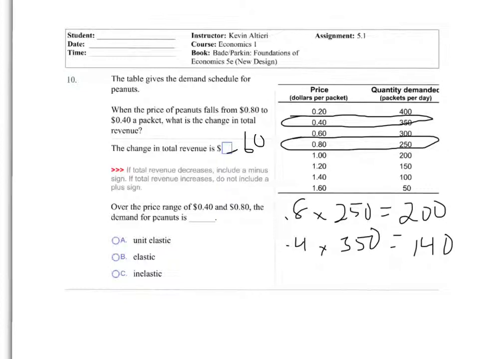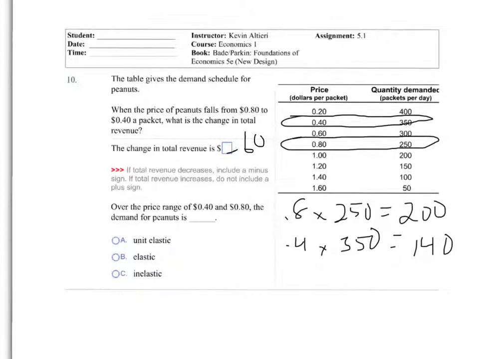Next, we have the question, over the price range of 40 cents and 80 cents, the demand for peanuts is what? Unit elastic, elastic, or inelastic. Now, based on what we know, we could do either one of two things. We could go back to our formulas, right? And we could draw up that the price elasticity of demand equals the percent change in quantity demanded over the percent change in price, right? And then we do the midpoint method for the percent change in quantity demanded, and then we do the midpoint method for the percent change in price, and then we do the math out, right?